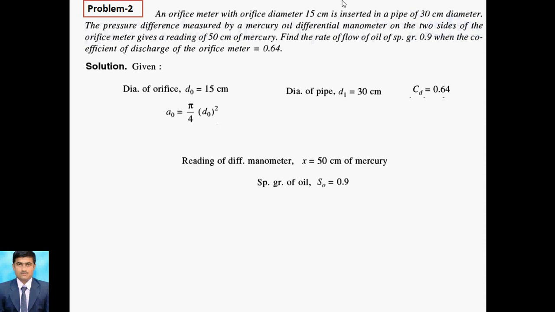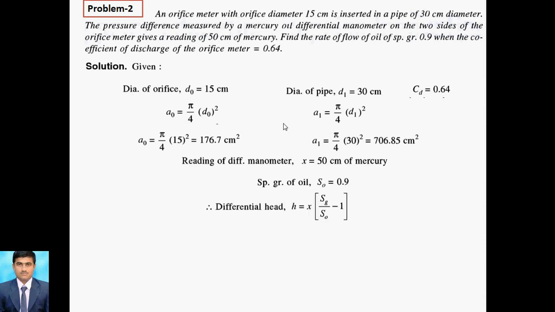Then here we calculate A naught and A1. A naught is equal to pi by 4 D naught square. So A naught is pi by 4 into 15 square, because D naught is 15 centimeter. After that we get the value of A naught. Similarly we go for the A1 value. A1 is equal to pi by 4 D1 square. We put the value of D1, that is 30 centimeter. That value is 706.85 centimeters square. Then the differential head h is equal to x into (Sg upon S naught minus 1).